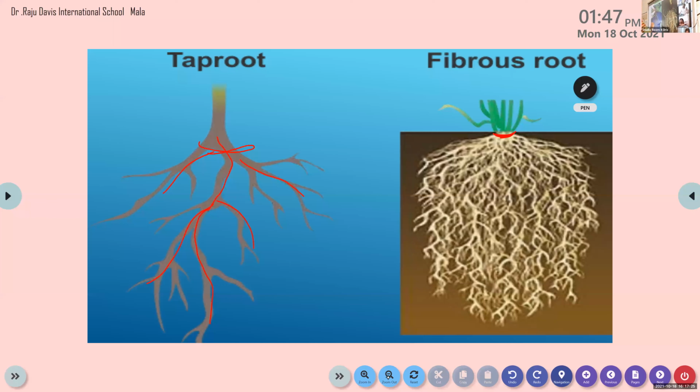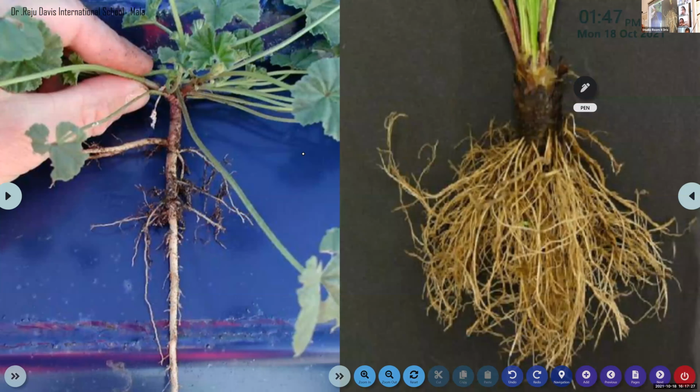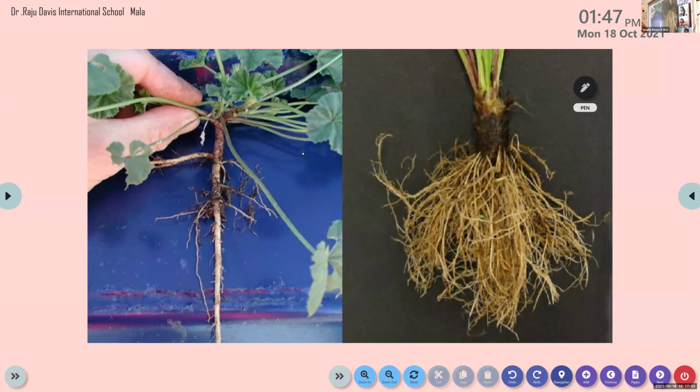Michelle, the first one is of which type of root? First picture. Taproot or fibrous root? Taproot. Okay, the first one is taproot. And Pavida, what is the name of this type of root? Fibrous root. Okay, so equal size. These roots come out of the base of this plant. You can see that. So these are the 2 types of roots.